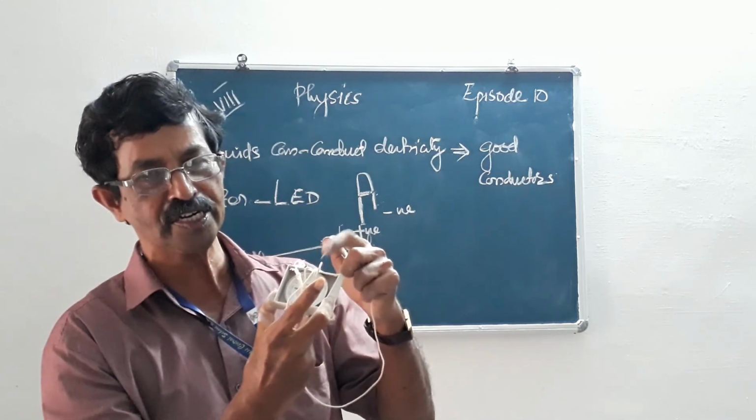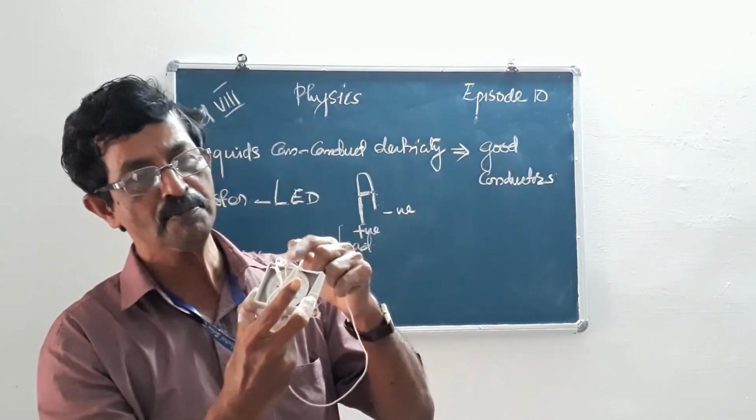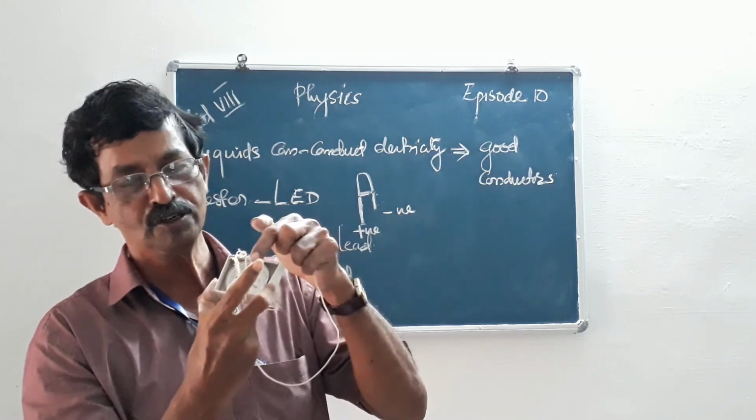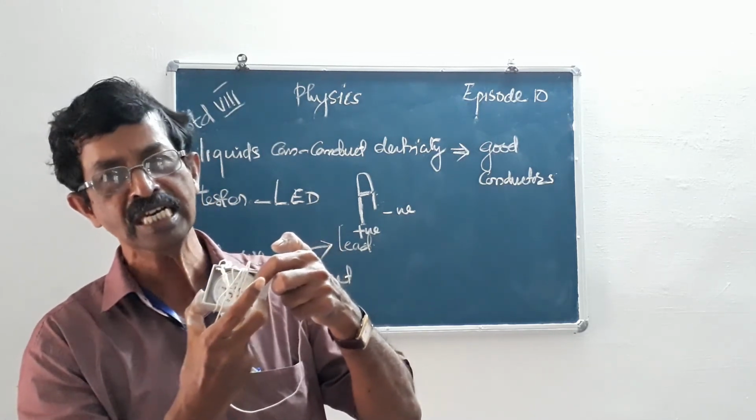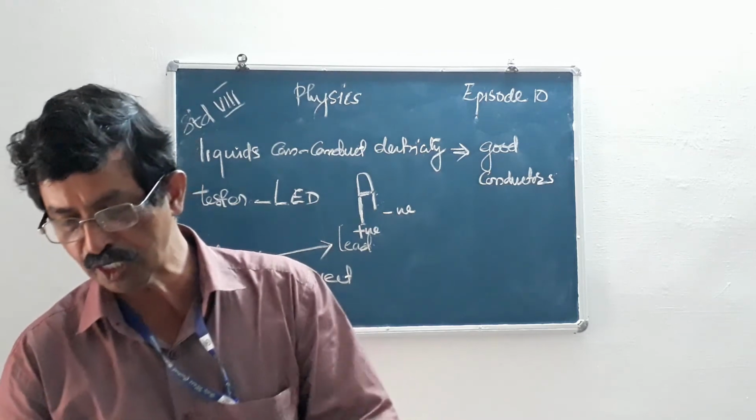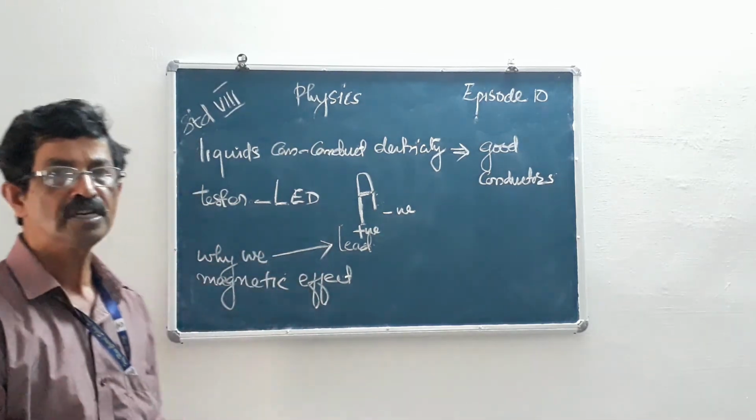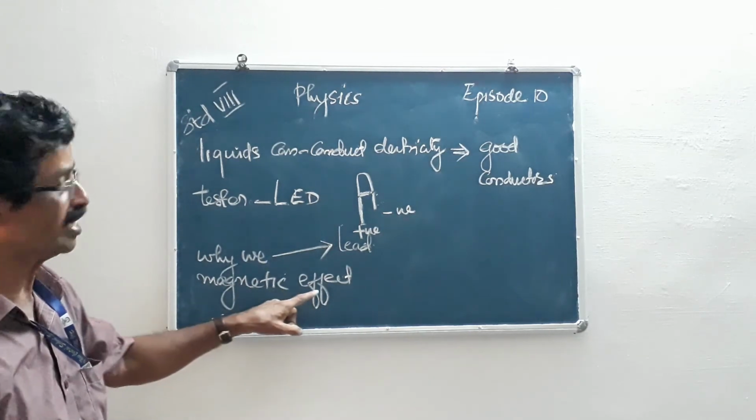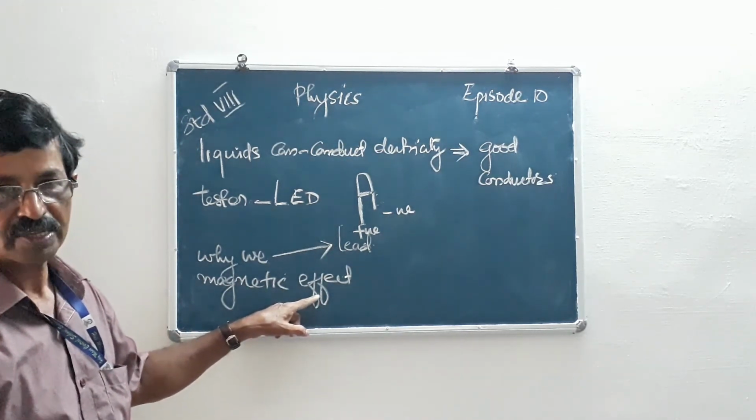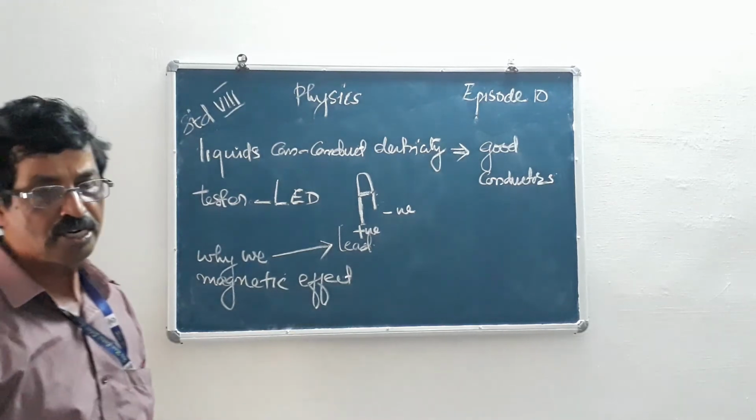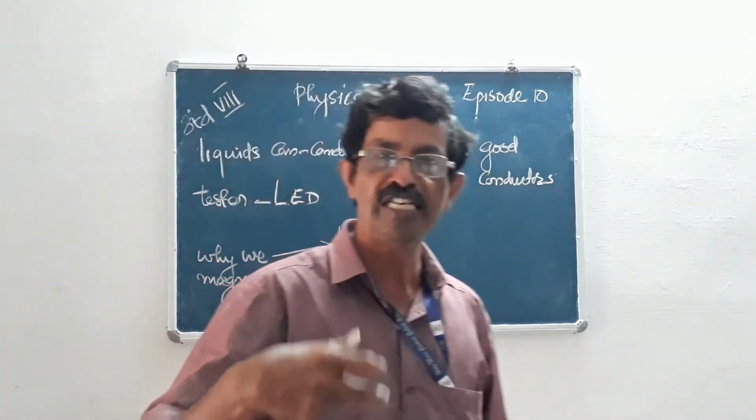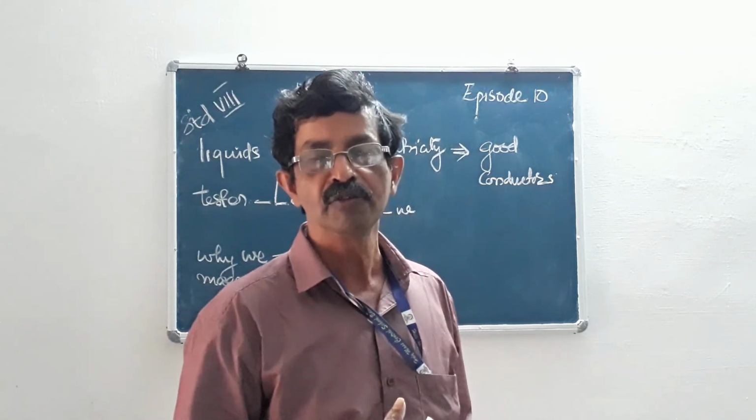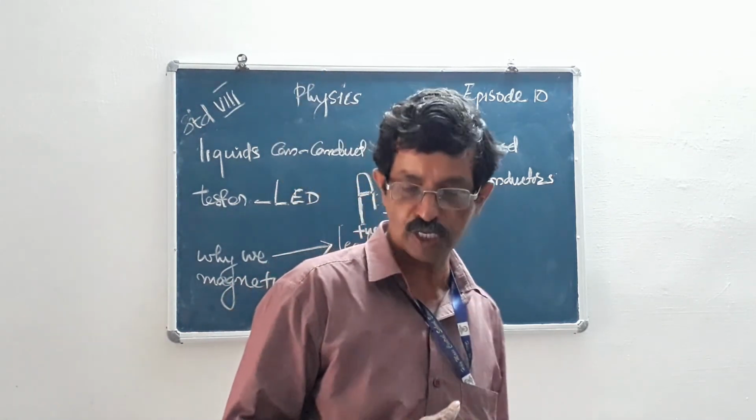That means when current passes through this, a magnetic field is produced, and due to that magnetic field, this compass is deflecting. So we use the magnetic effect of electric current in this tester. What is the advantage of this one? By using this, we can find out a very small current also.